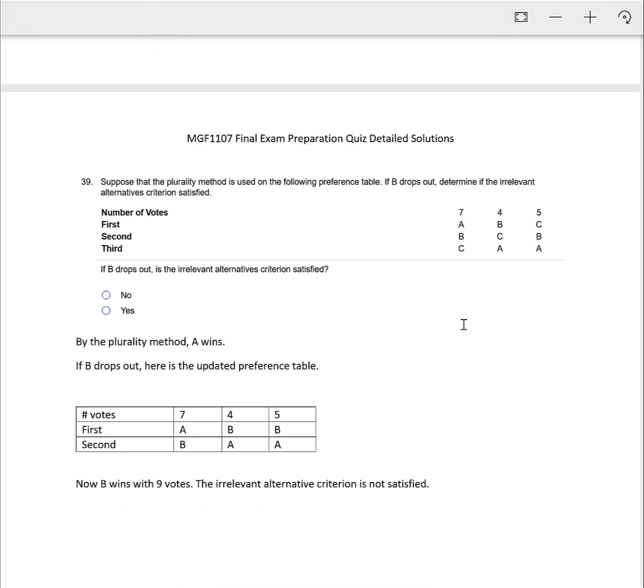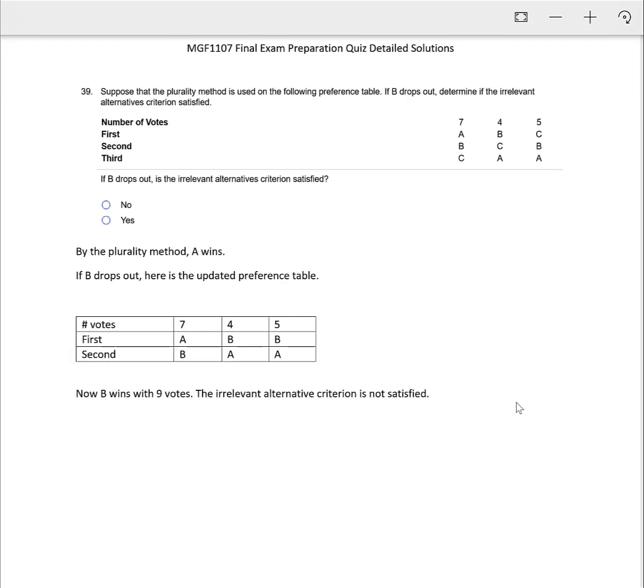Then number 39, suppose plurality is used, and then if B drops out, determine if the irrelevant alternatives criterion is satisfied. Let's do the plurality first, and we see that A would win because A has 7 votes. And then if B drops out, oh, I'm sorry, this should have been if B drops out, so this should be C. I don't think it changes the table here.